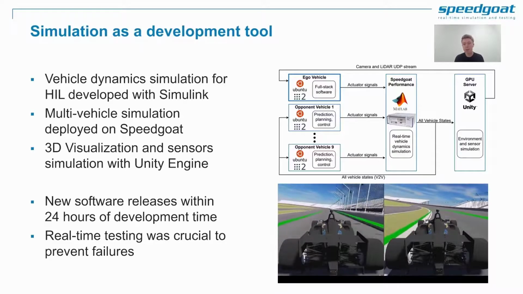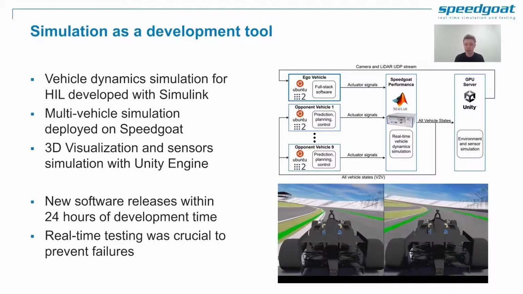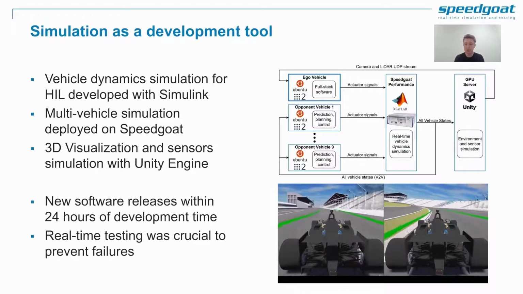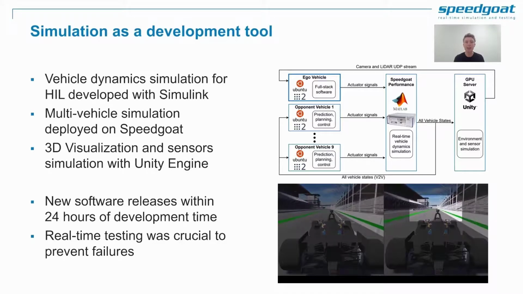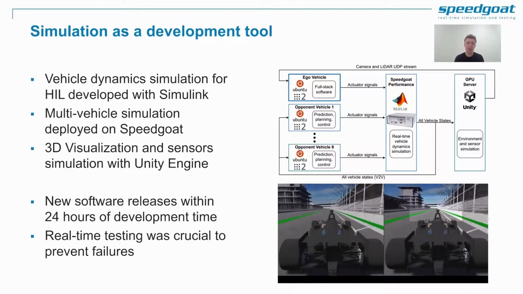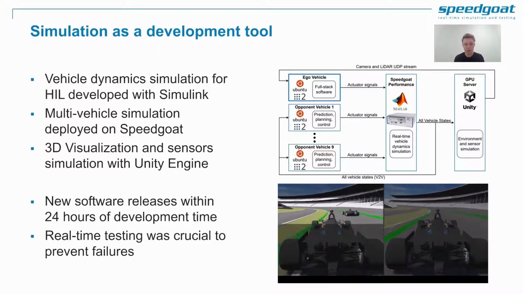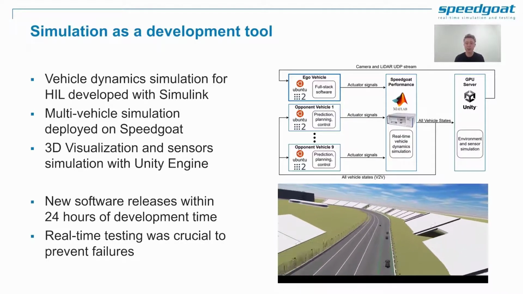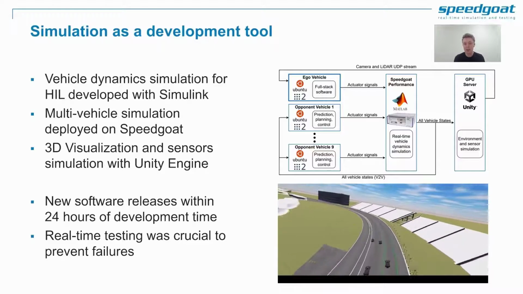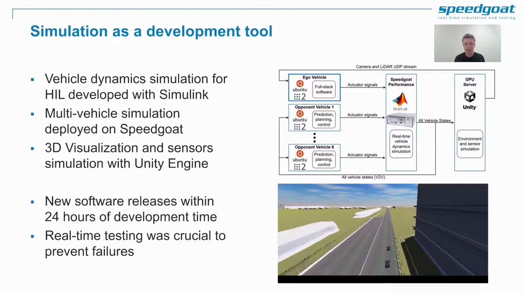This was complemented by a 3D visualization based on the Unity game engine, which was enhanced by custom developed sensor models for LiDAR, camera, and radar perception. This strategy allowed us to develop new software releases and test them thoroughly within a time frame of 24 hours, which gave us a crucial advantage compared to other teams. We think that real-time testing was one of the most important factors in our success because we were able to win the October competition and scored 2nd place in the competition in January 21 at the CES in Las Vegas.